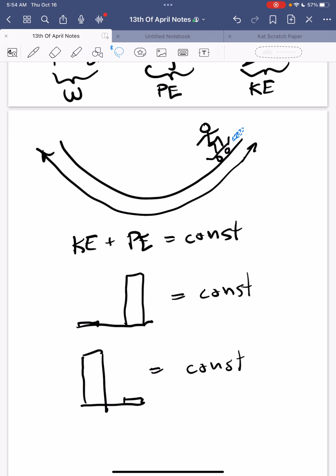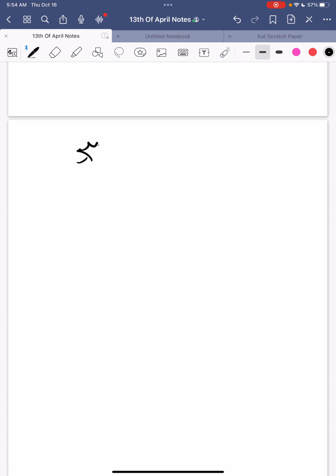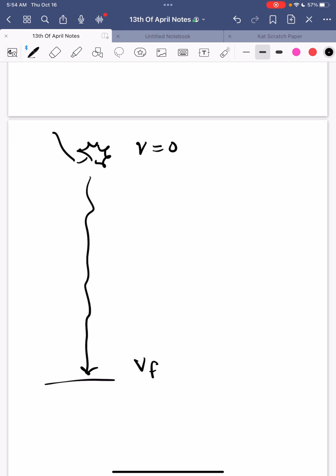Conservation of energy will not apply, though, if there is friction. If there's friction, you'll have losses. And so an example of that would be something like this. Imagine we have some leaf, and this leaf is going to fall from a tree. It's going to go down, and it's going to hit the ground like this. And right before it falls off the branch, it has an initial velocity of 0. And at the bottom, it will have some final velocity that will not be 0.